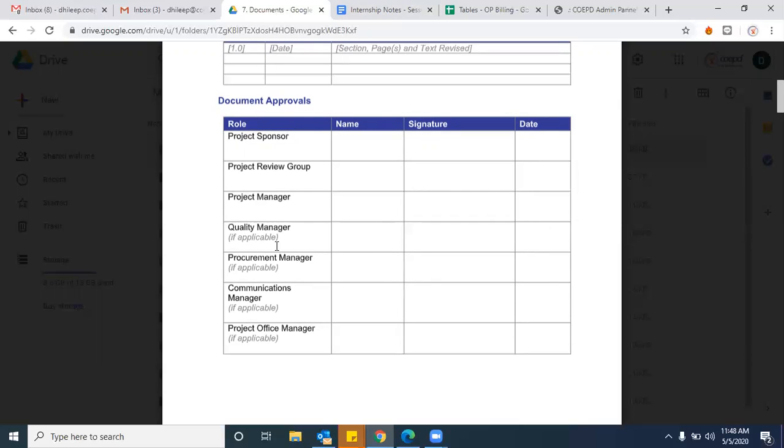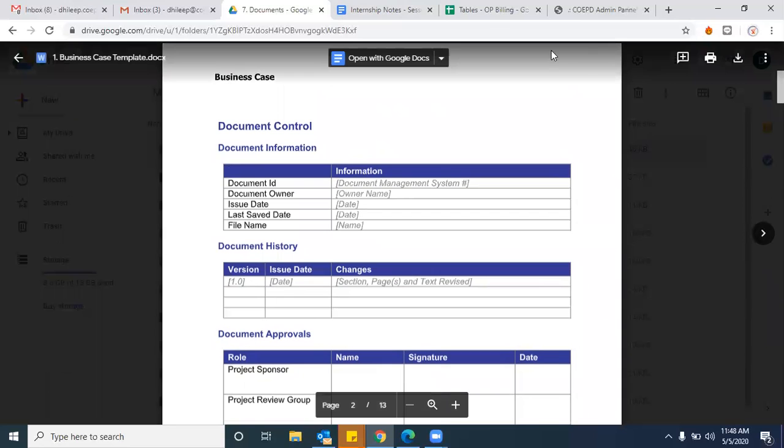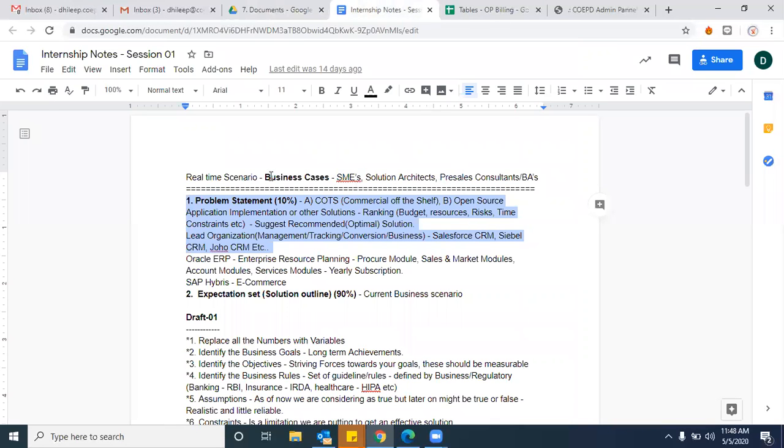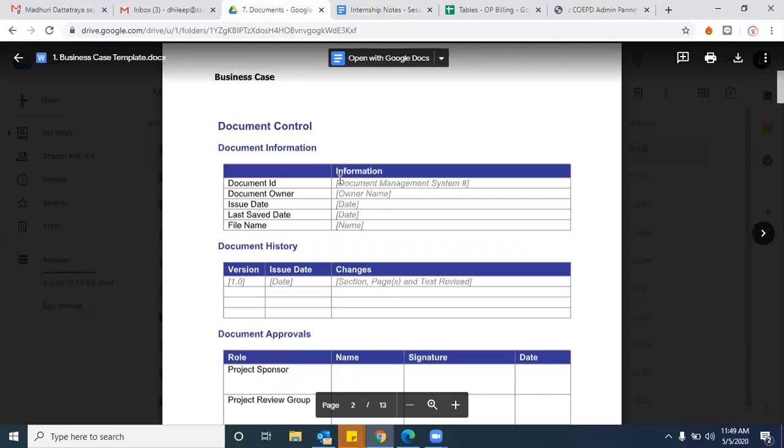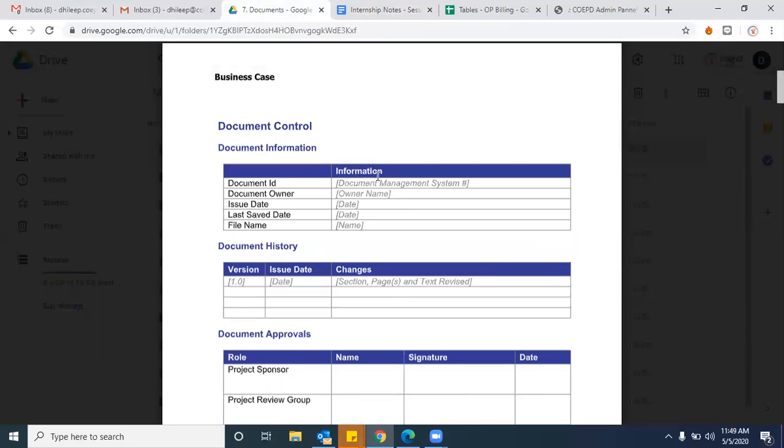And even the quality. Sir, is this document filled by a BA or a senior BA, sir? I already answered this question here, if you remember. Who is going to prepare this document? SMEs, solution architects, and the pre-sales consultants, not the BA. This is not prepared by the BA, do remember.